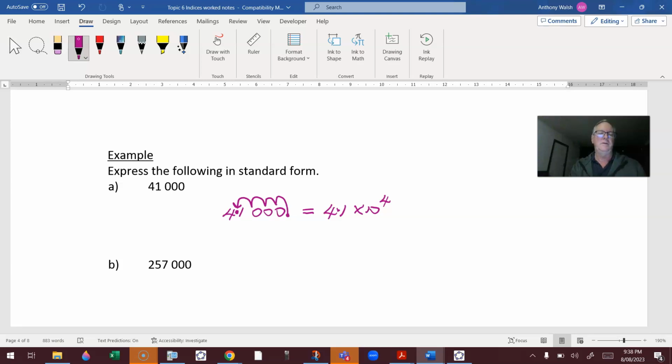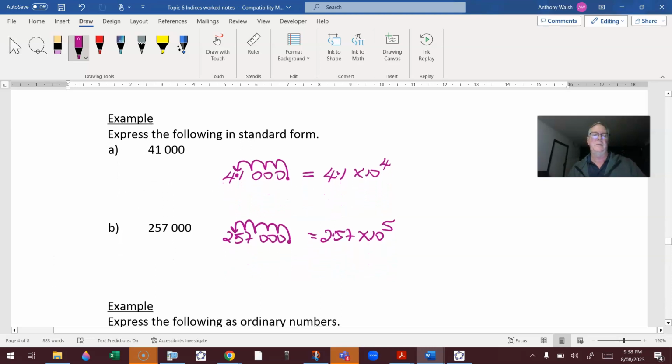Okay, what about 257,000? 257,000. Okay, the decimal point is after the last 0. I'm going to move it to the left, so it's after the first non-zero digit, which is 2. So 1, 2, 3, 4, 5. Okay, I've made a number between 1 and 10. That's 2.57. I'm going to multiply that by 10 to the 5, because I moved the decimal place 5 positions.